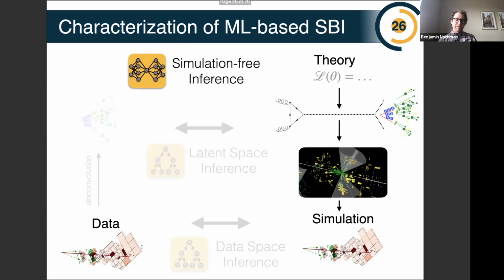And the last thing we'll talk about is what if you don't want to have any simulations at all, and we want to do inference at the level of anomaly detection without reference to simulations, because I don't know ahead of time what theory I want to probe.